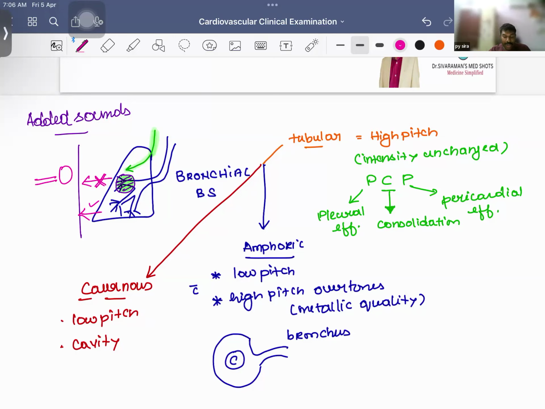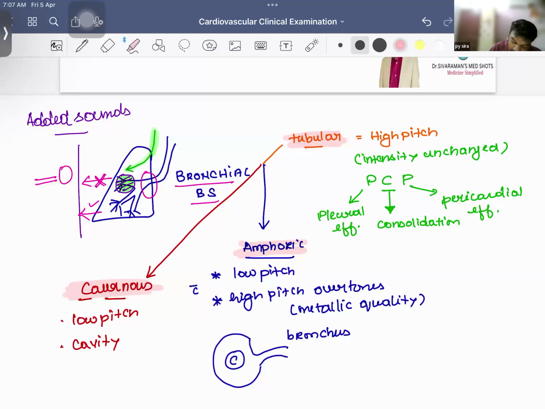you are going to get a sound which is of a different quality, like your bronchus, and this is called bronchial breath sound. Bronchial breath sound can be divided into tubular breath sound, amphoric breath sound, and cavernous breath sound. First, tubular breath sound. The most important thing is it is going to have a high pitched sound.